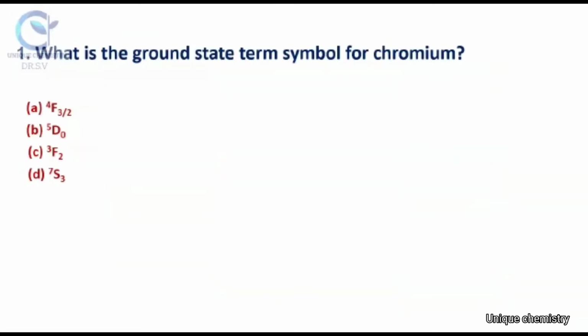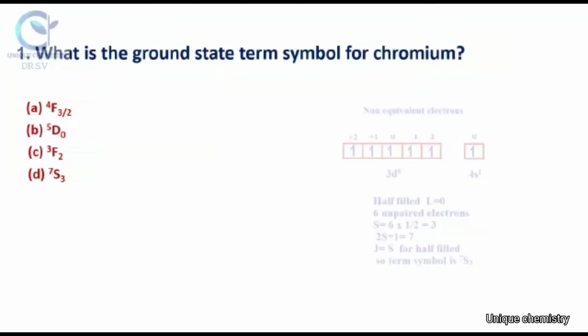Now, first question: what is the ground state term symbol for chromium? Four options are given. Option A, quartet F3/2; option B, quintet D0; option C, triplet F2; option D, septet S3. So for chromium, the electronic configuration is 3d5 4s1.